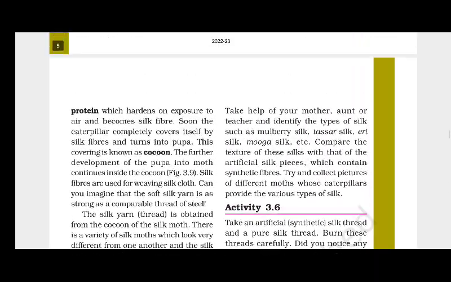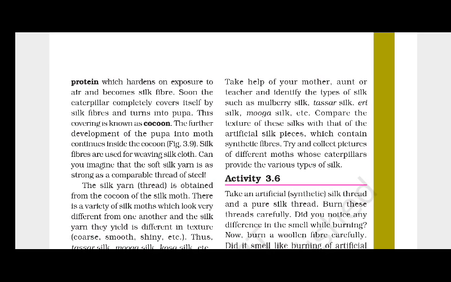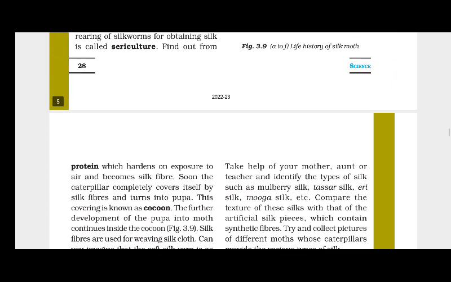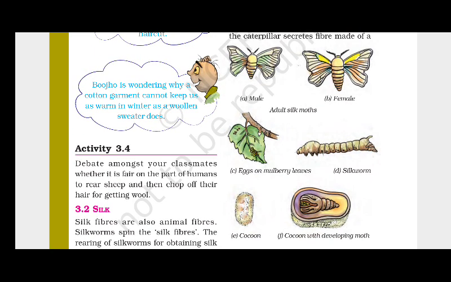And we have also learnt about the types of silk, like mulberry silk, tussar silk, moga silk, etc., and different textures of silk also, like coarse, smooth, shiny, and the cycle of how male and female silk moths get together and lay their eggs on the mulberry leaves, and the silkworms form a cocoon, and this cocoon develops into a moth. Before that the silk is made.